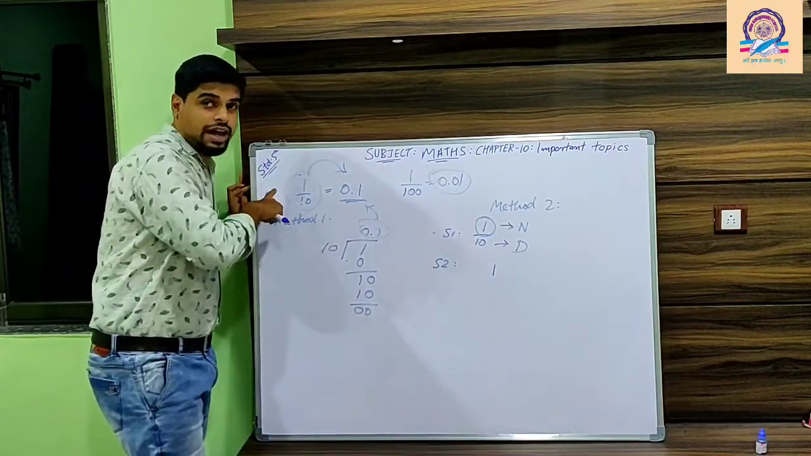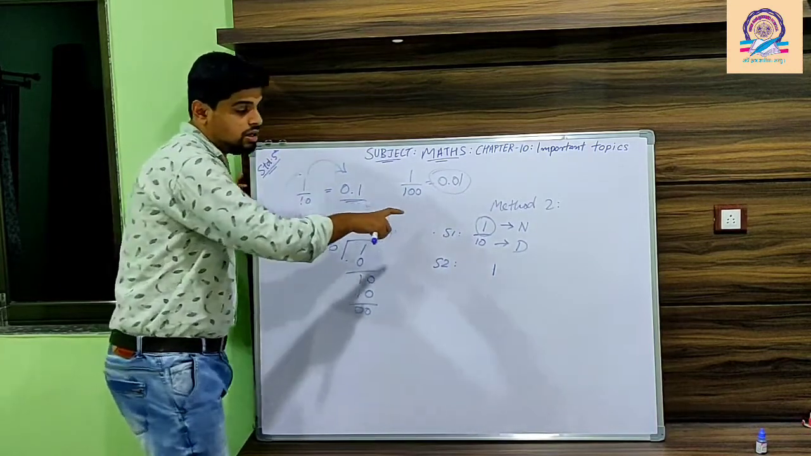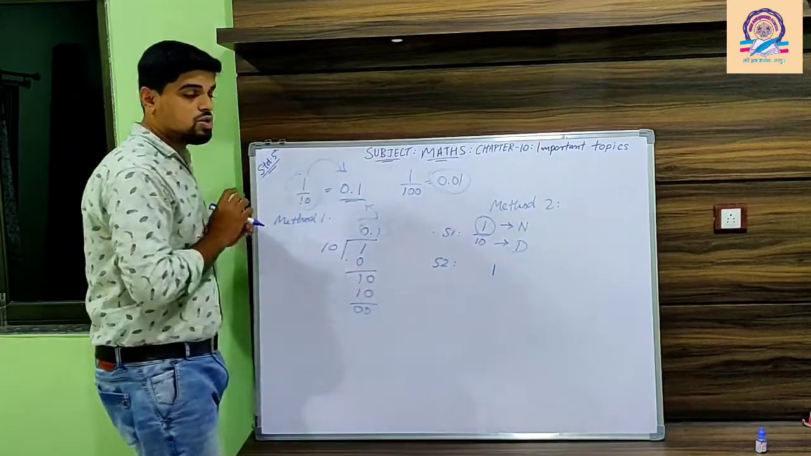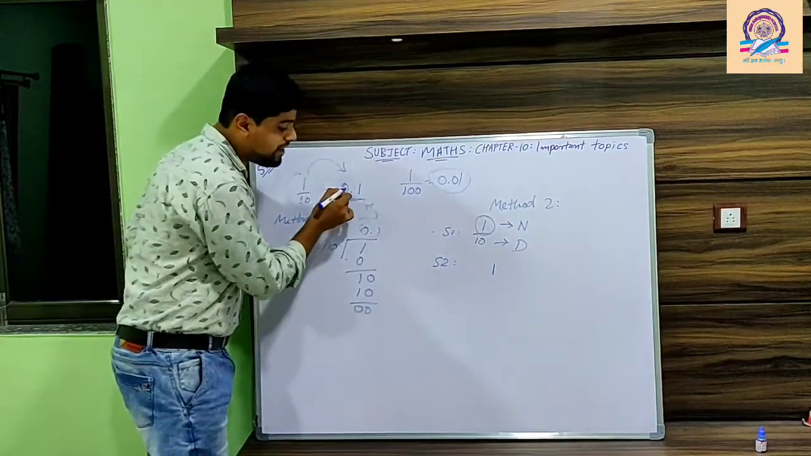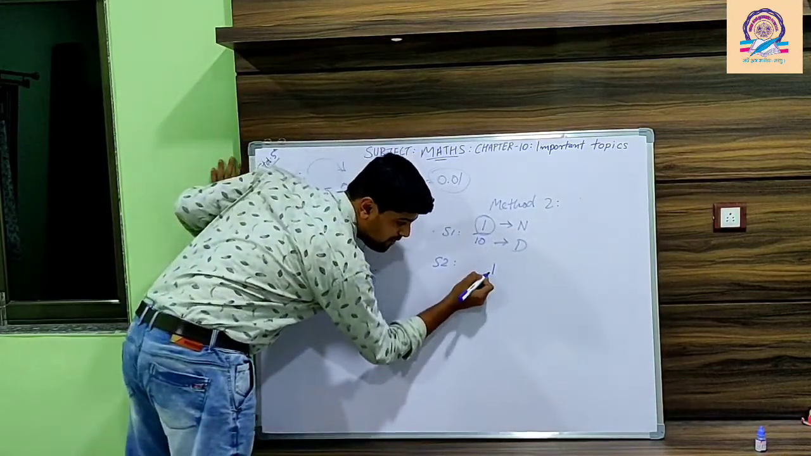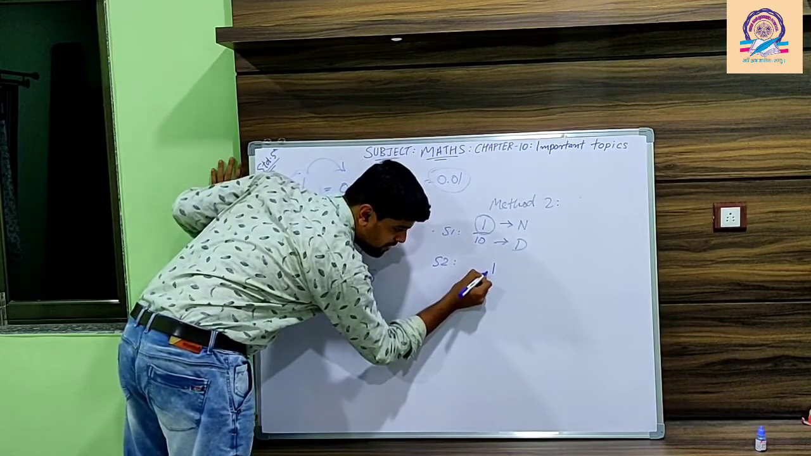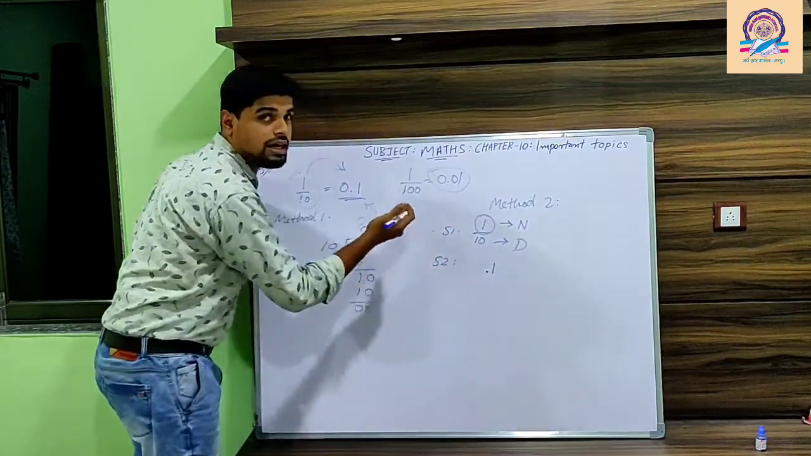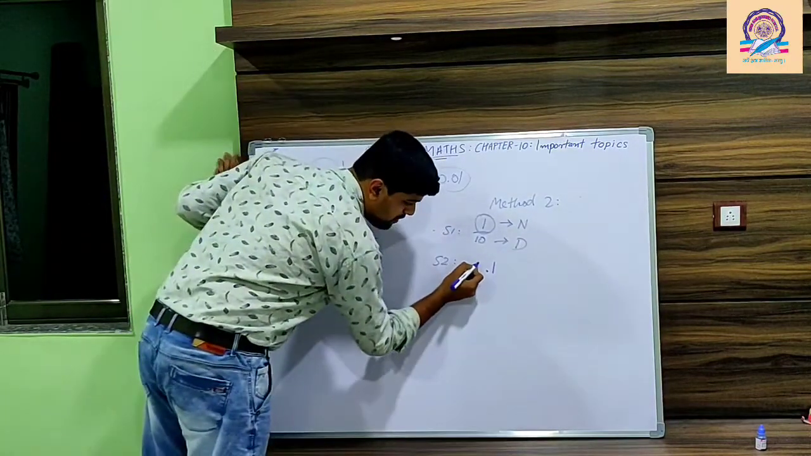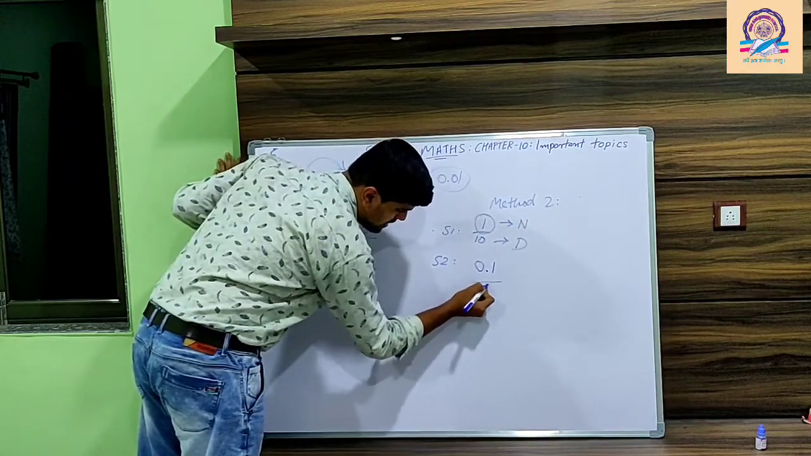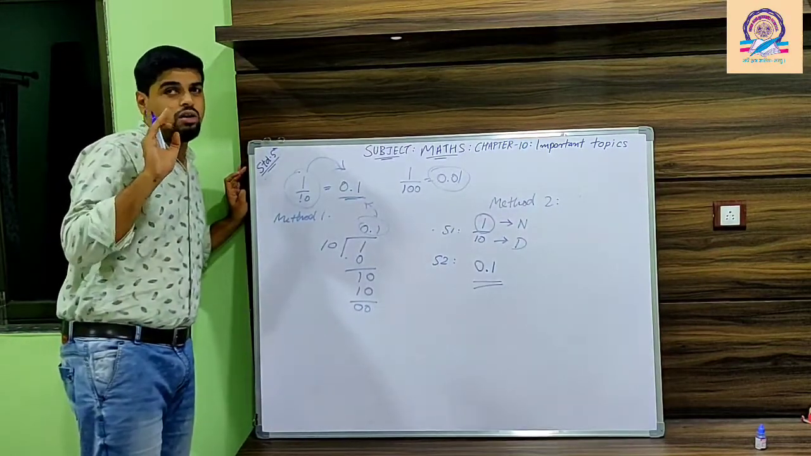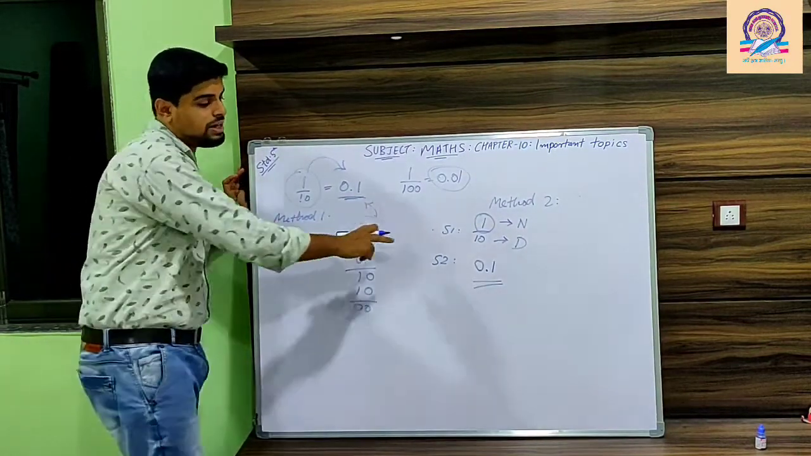To write a fraction of tenths as a decimal, you have to count the number of 0s. Here how many 0s are there? Only 1. So remember that you have to put the decimal point before 1 digit. We have already written 1, so we put the decimal point here. And since no other digit is before that decimal point, we have to put 0. That's it. In this way you can convert any given fraction of tenths and hundredths into decimal point.